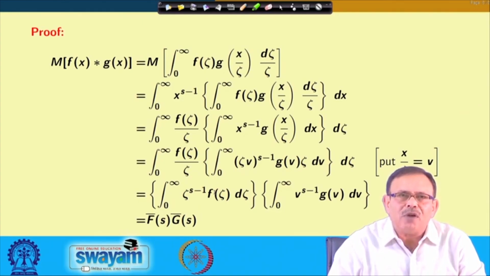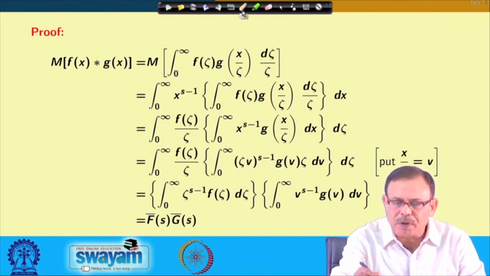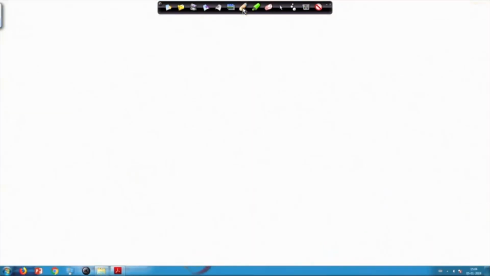So according to the first convolution property, we have proved that the Mellin transform of f(x) convolution g(x) is equal to f bar s into g bar s. Now let us see the next property, and how to prove it. We have used two different convolution operators, because we have used two different definitions. Anyone can use any one of these two.